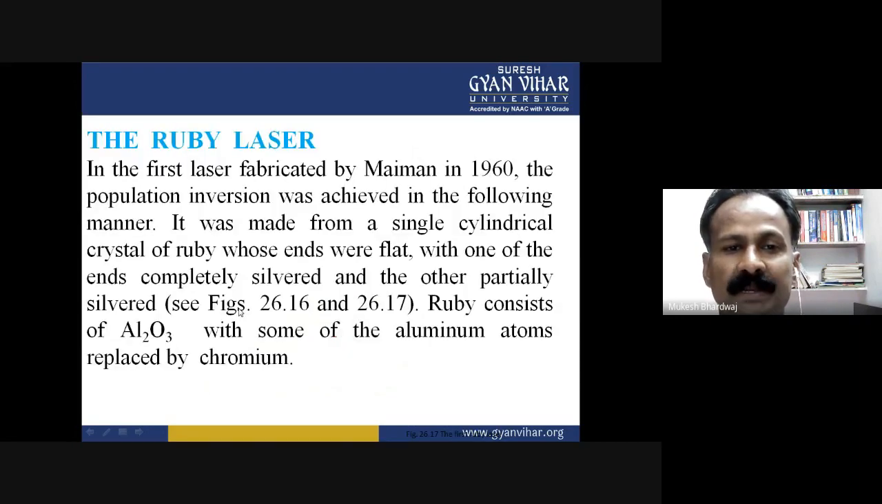So the ruby laser was the first laser, fabricated by Maiman in 1960. The population inversion was achieved in the following manner. It was made from a single cylindrical crystal of ruby whose ends were flat, with one of the ends completely silvered and the other partially silvered. We will see in the figures later on. Ruby consists of Al2O3, aluminium oxide, with some of the aluminium atoms replaced by chromium.